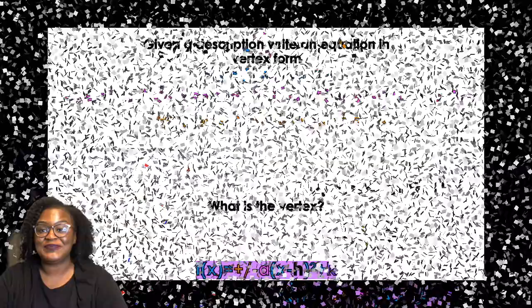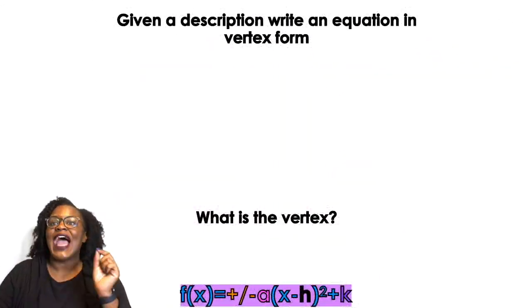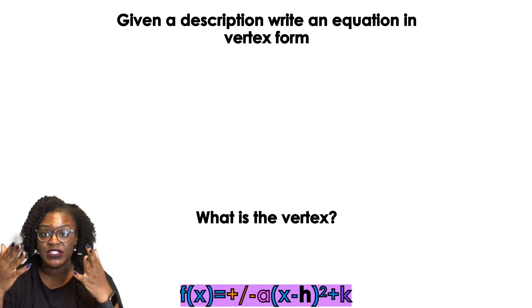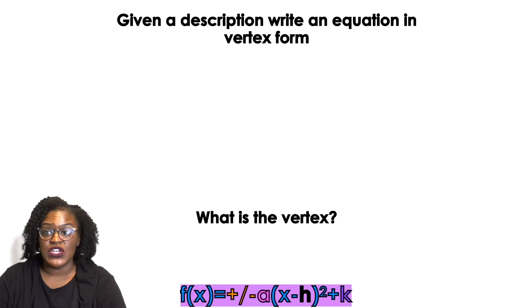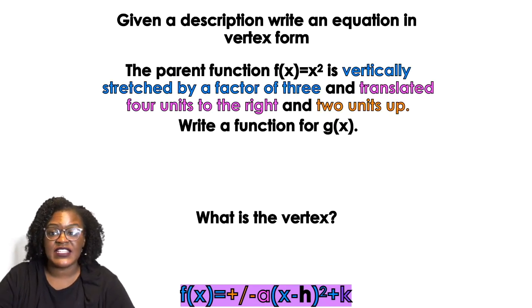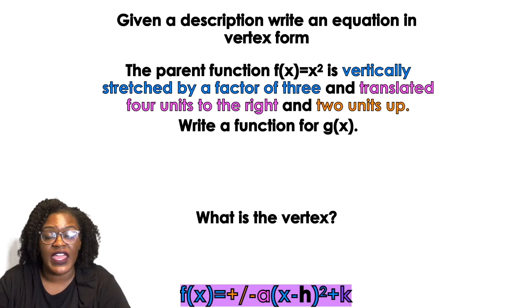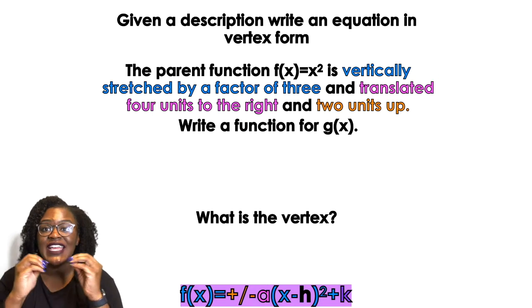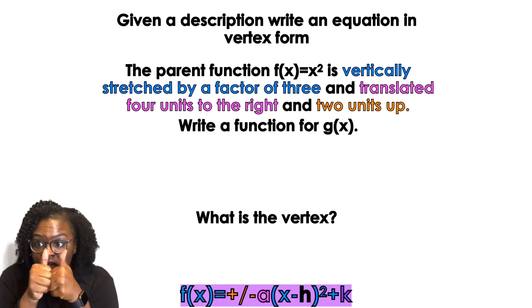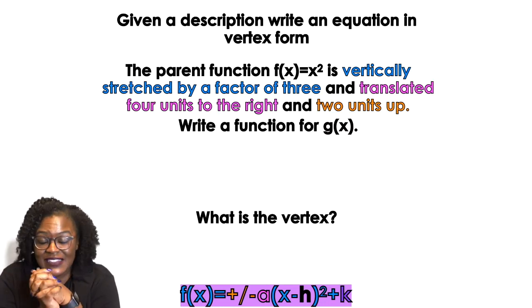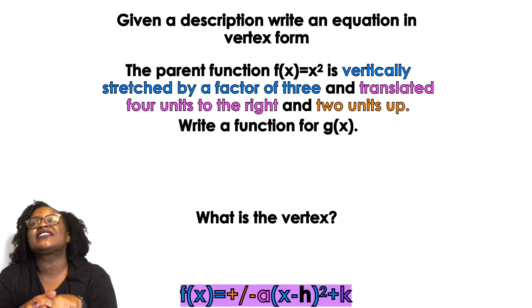Okay, moving on. So now we're gonna go backwards. I'm gonna give you a description and you're gonna tell me what the equation is based on this description, okay? So the parent function f of x is x squared, so that tells me it's a quadratic, is vertically stretched by a factor of 3. Where do vertical stretches belong? A values, H values, or K values? That's the first thing. And it is translated 4 units to the right, and then 2 units up.